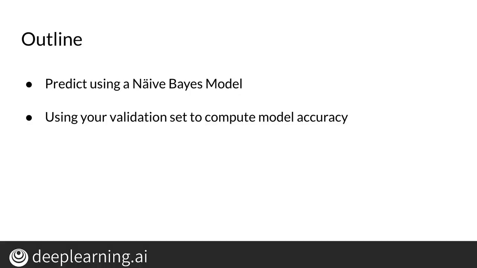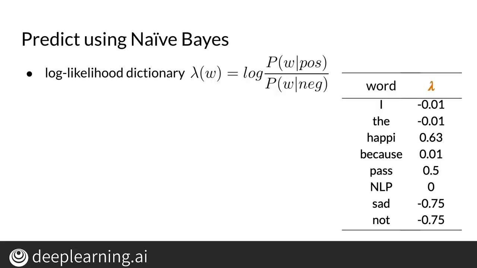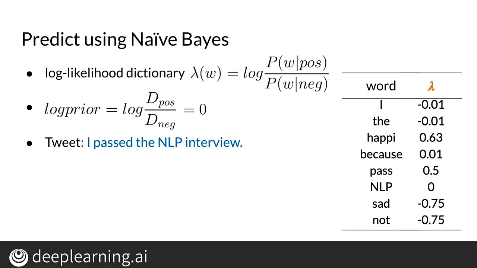And you do so by taking the conditional probabilities you just derived, and you use them to predict the sentiment of new, unseen tweets. After that, you'll evaluate your model performance, and you'll do so just like how you did it in the last week. You use your test set of annotated tweets. With the calculations you've done already, you have a table with the lambda score for each unique word in your vocabulary. And with your estimation of the log prior, you can predict sentiment on a new tweet. This new tweet says, "I passed the NLP interview."